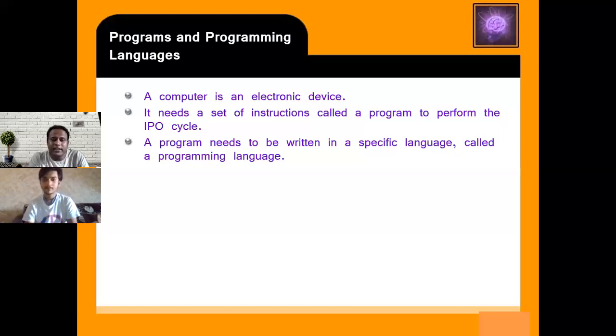A computer is an electronic device. It needs a set of instructions called a program to perform the IPO cycle. So you have to give instruction, and that instruction works through the IPO cycle. A program needs to be written in a specific language. So the program you have to write in a specific language is called a programming language.